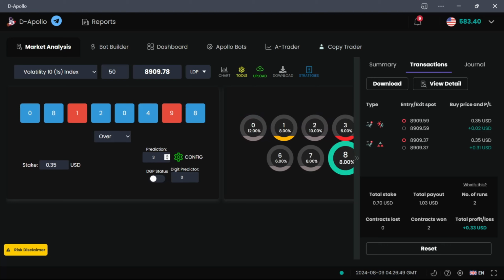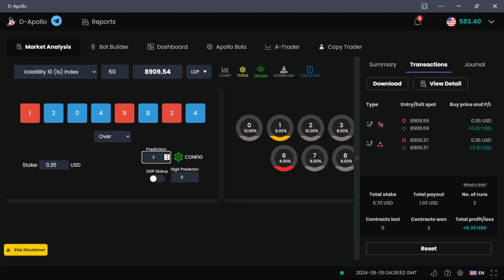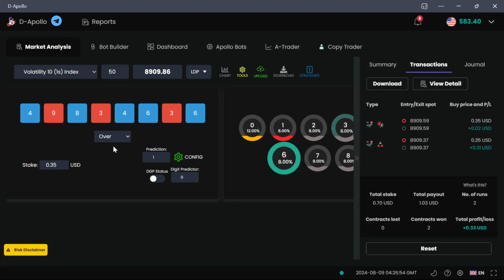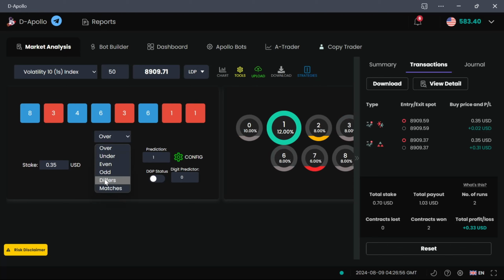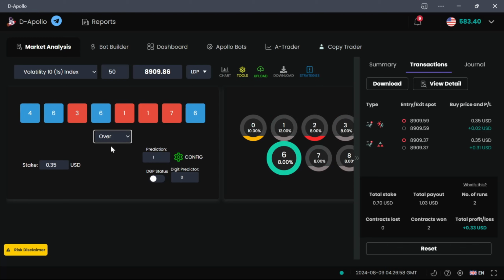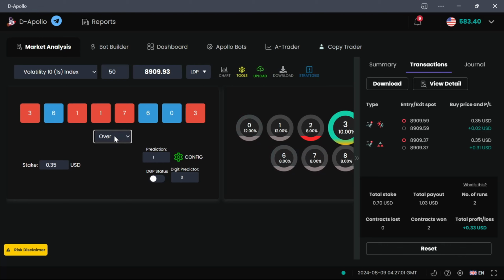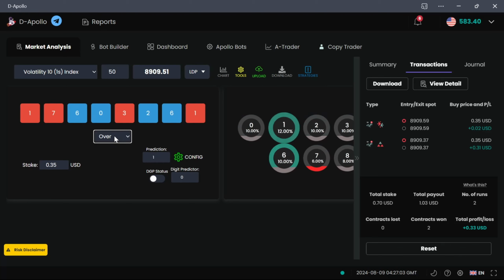The prediction will be the same. For example, if I want to trade over 1, I set the prediction to 1. So you see here you have over, even, or differs. We'll be trading, let's trade over 1.